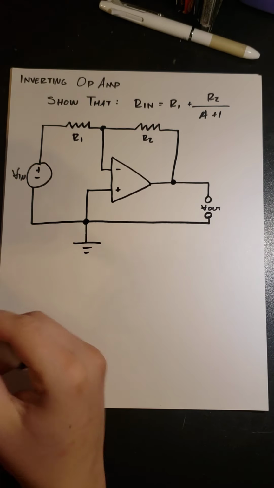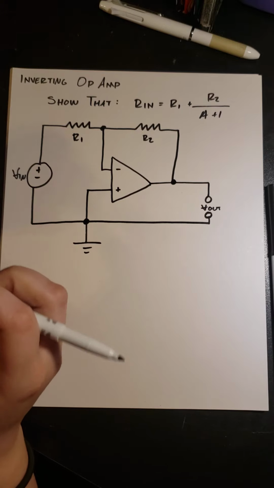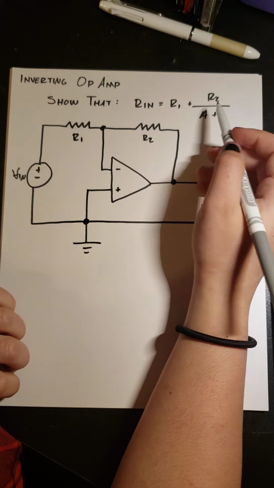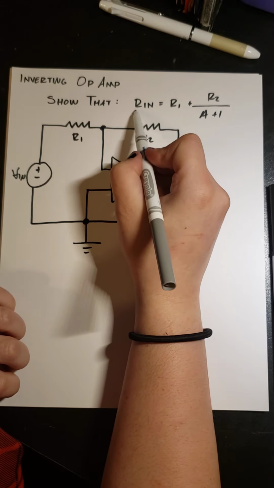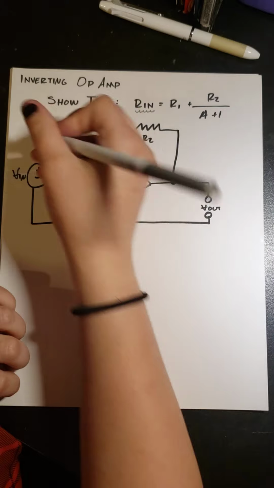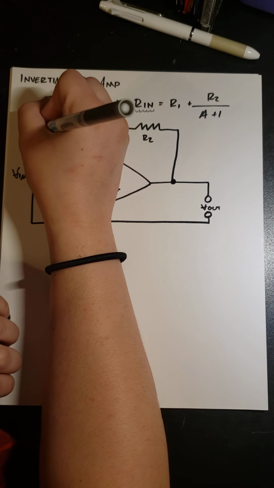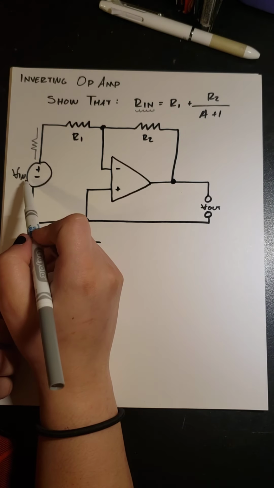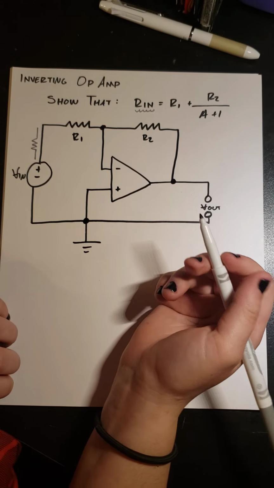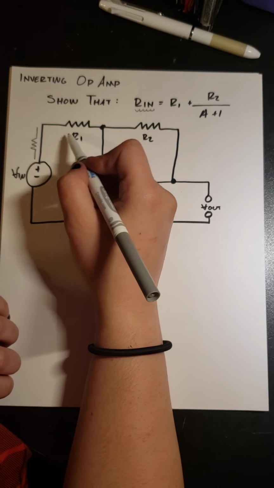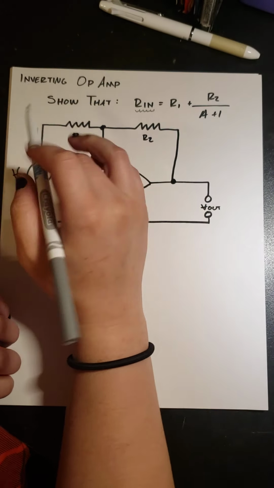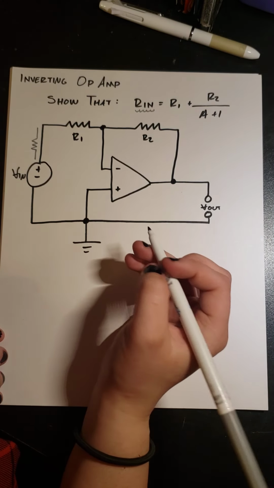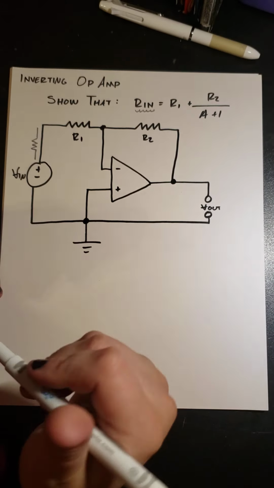Okay, so first things first. How are we going to get to this? Well, actually, what is Rn? Rn is the resistance that comes with this voltage source. It's not in the circuit, but it is present. Keeping that in mind.